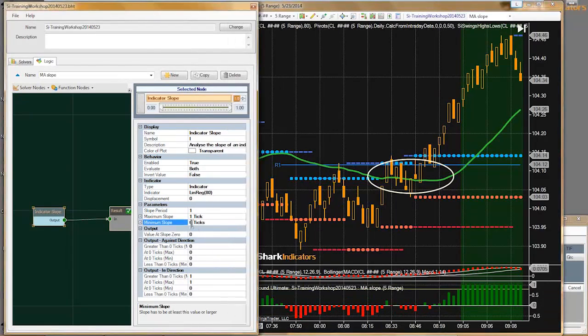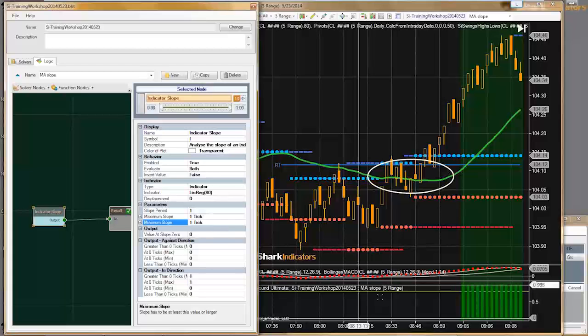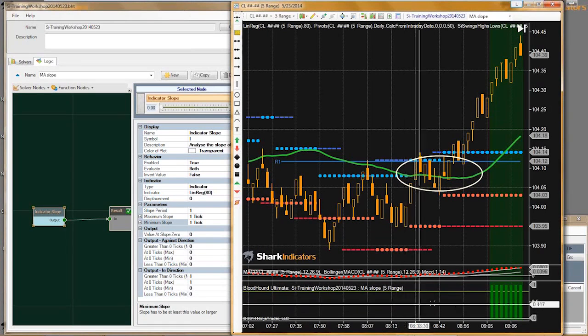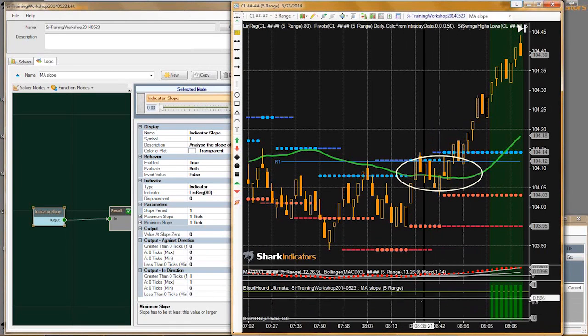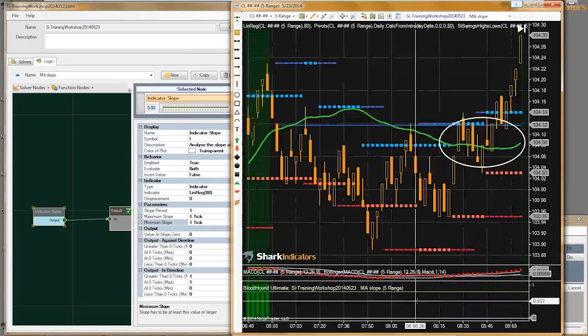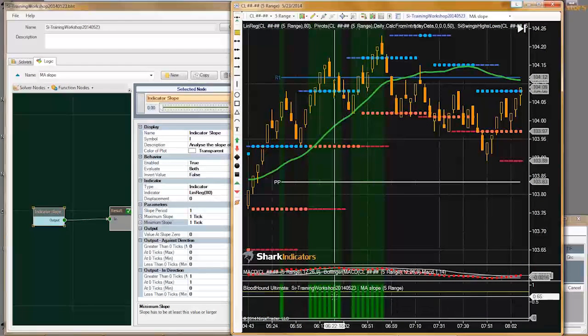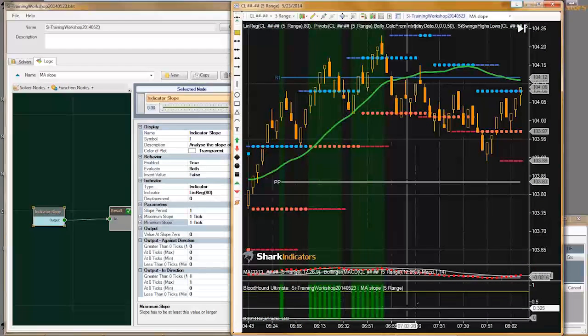You can see it's in a fuzzy logic mode right now. If I didn't want a fuzzy logic mode, I can change the minimum slope to 1 tick as well. And now you can see it got rid of the fuzzy logic, that analog type of output. And now it's just nice, clean, on-off signals.